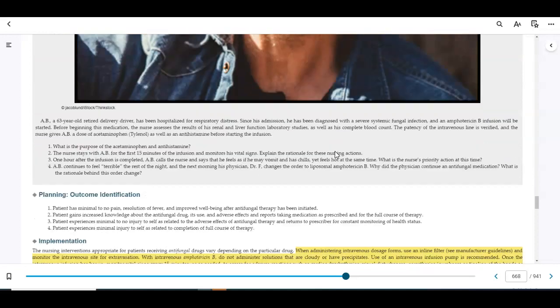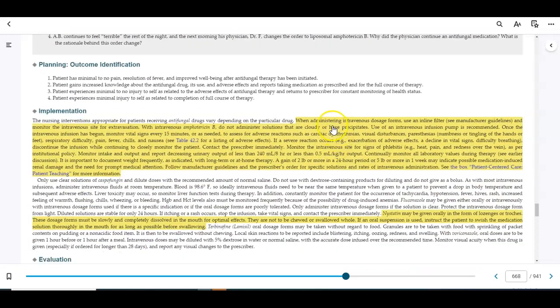And then scrolling down to my implementation, we mentioned giving that amphotericin IV. There's a couple of things here under that. We usually are provided an inline filter from the pharmacy that we'll utilize with amphotericin. Monitor that site for extravasation, so make sure it doesn't become infiltrated. Making sure that the liquid is clear and it doesn't have any precipitates or it's cloudy. Use a pump. We don't want to do this just free hanging. We want to make sure we've got it on a pump.